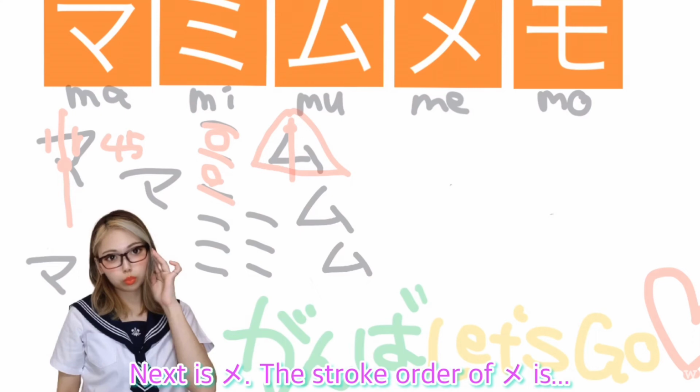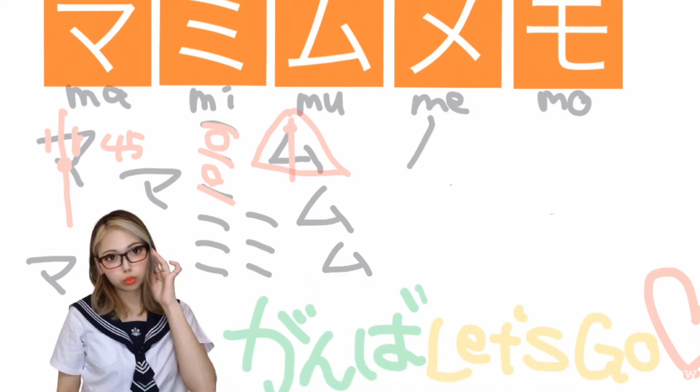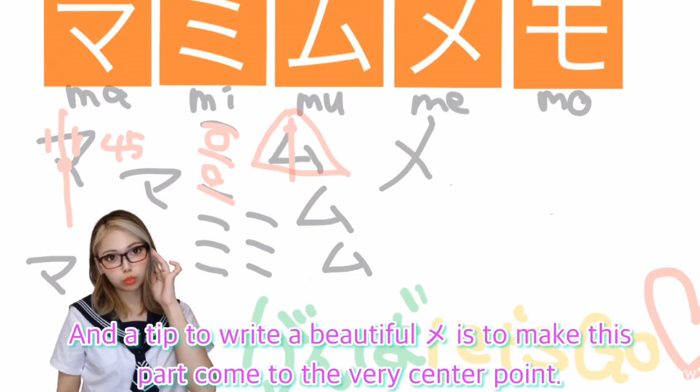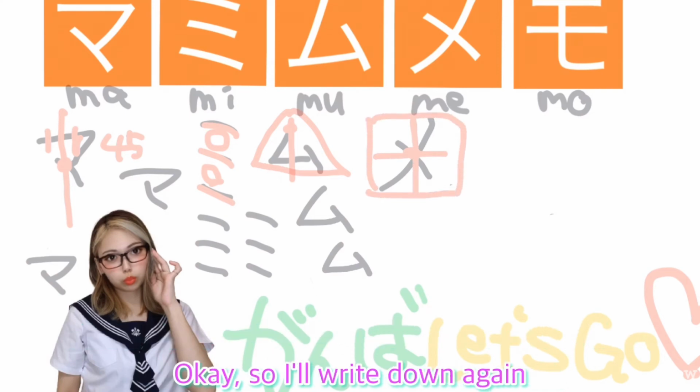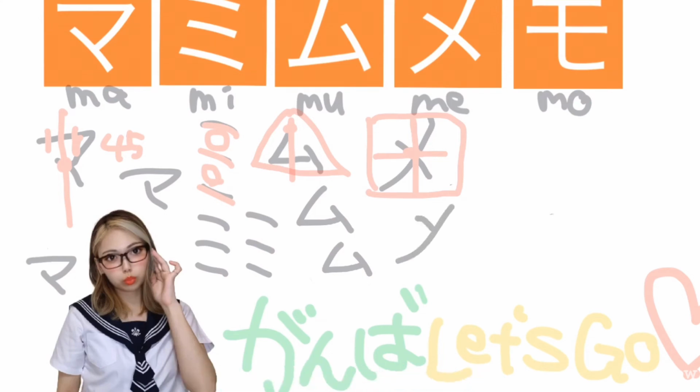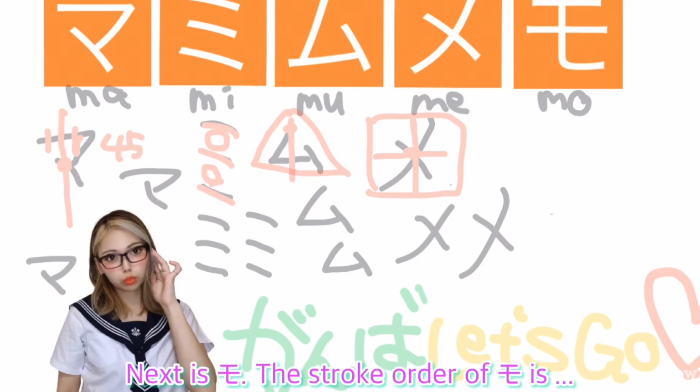The stroke order of me is 1 and 2. And the tip to write a beautiful me is to make this part come to the very center point. Yep. Okay, so I'll write down again, 1 and 2. Next is mo.